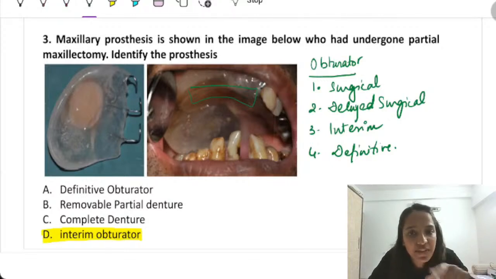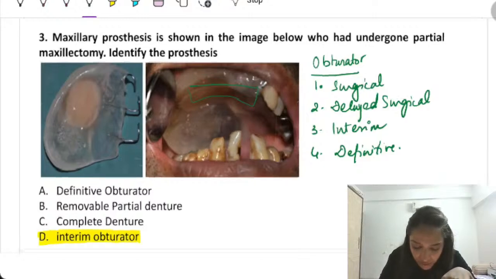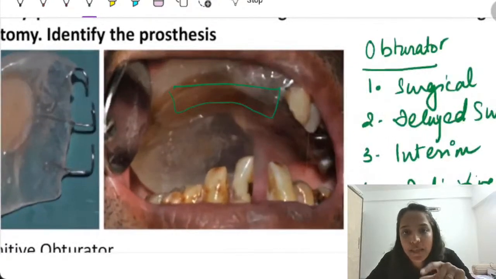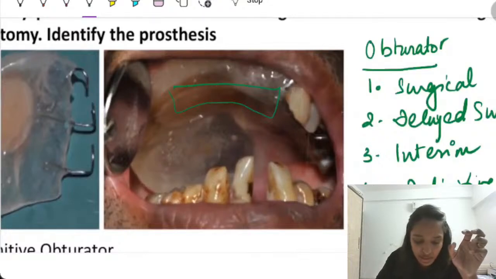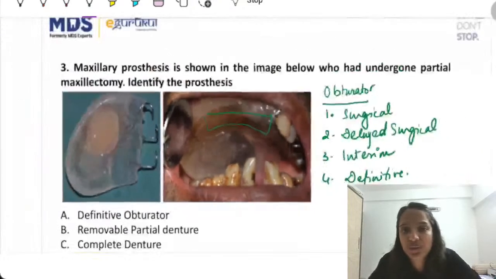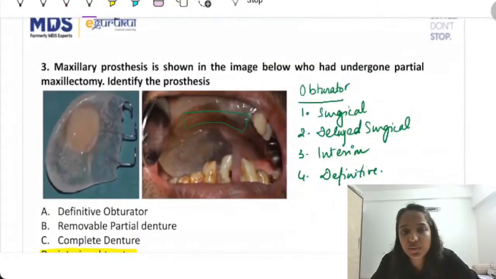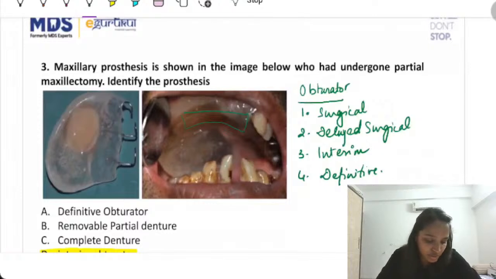Second, the defect site. If you can see over here, it looks fairly pink, which means good healing has occurred. But if you can see scab tissue formation, or a generally reddish mucosa, and it has been mentioned in the question that the patient is within, say, 1 week of surgery, then it is a surgical or a delayed surgical obturator.